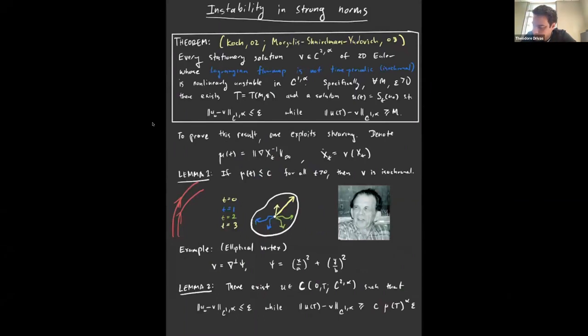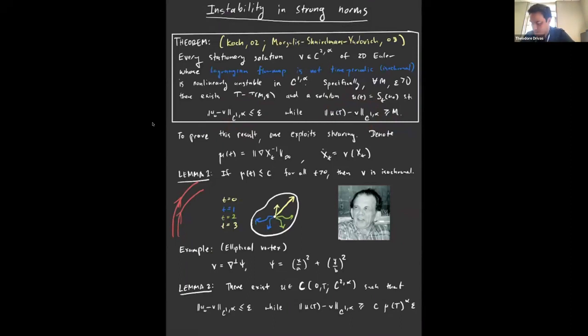It says that for any stationary solution of Euler, with a certain property that we're going to talk about at some length, that the Lagrangian flow map is not time periodic, which I'll just call isochronal. I'll explain it in a second. Then it's non-linearly unstable in C1 alpha, which just means that you can start close. You can find examples which start close in C1 alpha, as close as you like, and get as far as you like in C1 alpha. So you get really big at some time. It doesn't ensure that you can't potentially come back, but that's extremely unlikely, but it's not proved by this theorem.